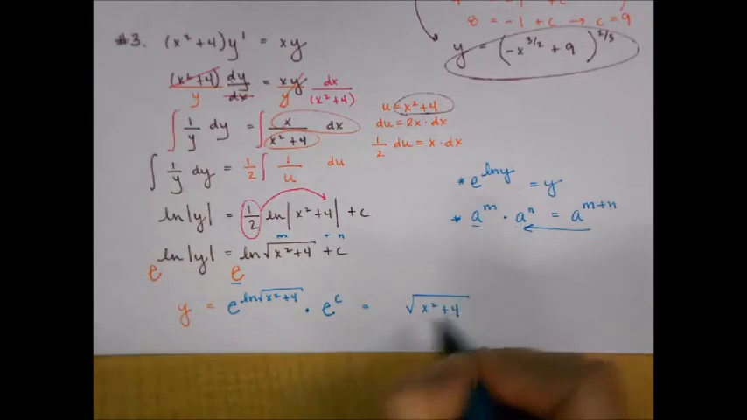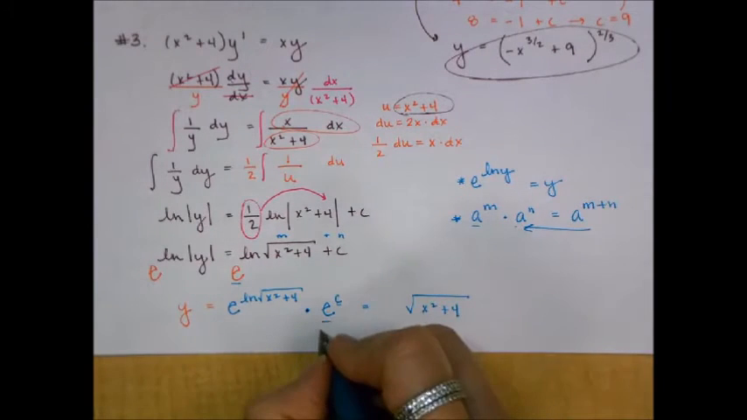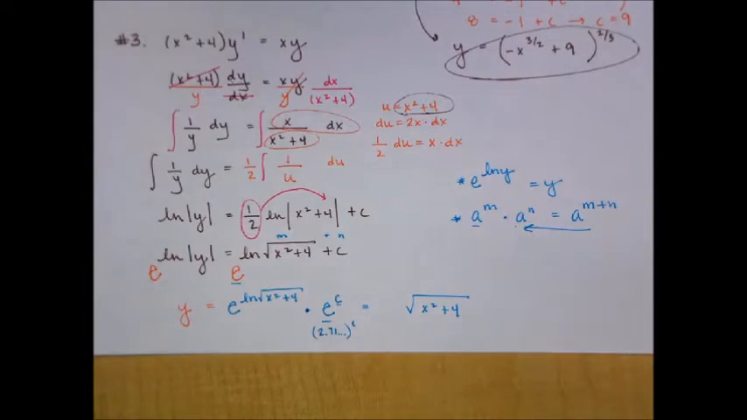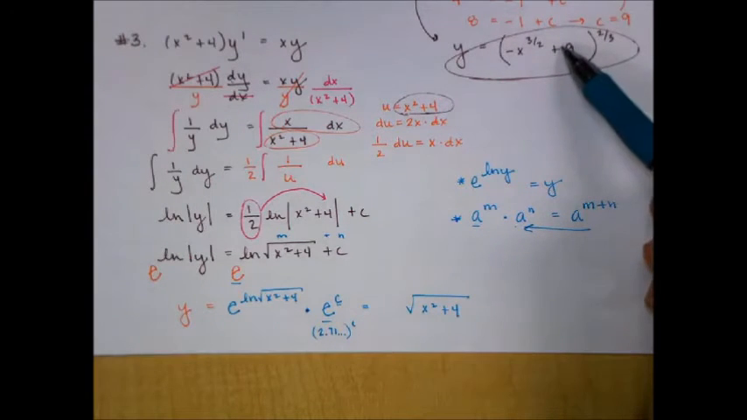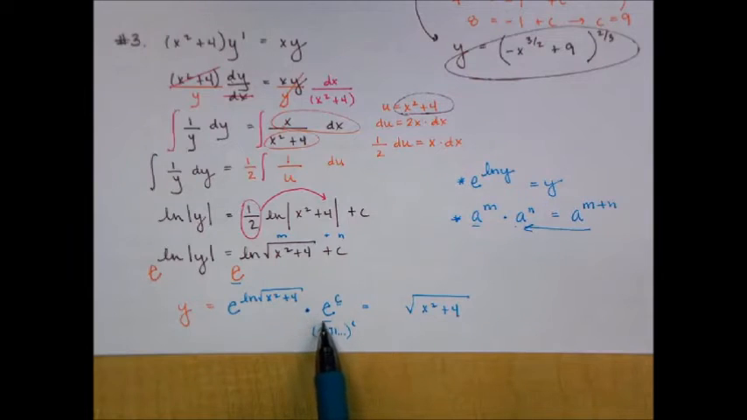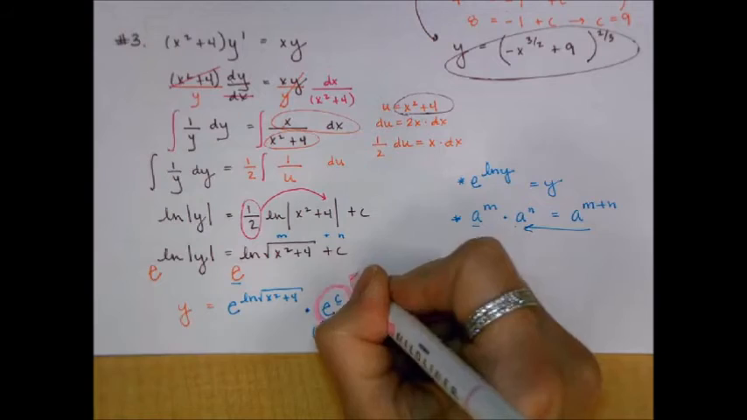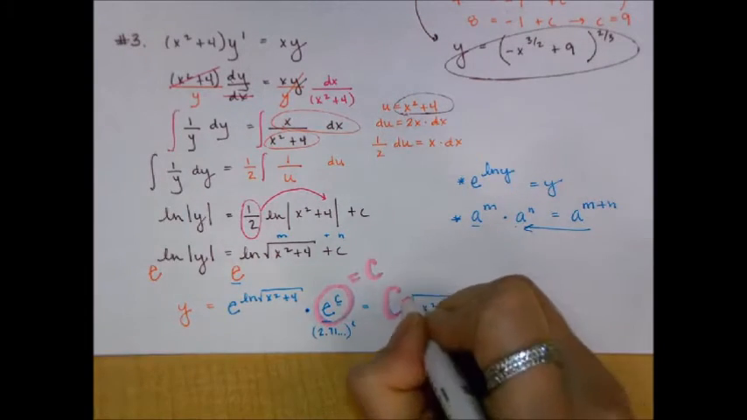Now e is just a number to the power of a constant. Well, you remember earlier we took our constant and multiplied it by a number and it just stayed as a constant. So what happens with a number to the power of a constant is that it becomes a constant itself. So e to the c is just a constant. And so we put that constant right in the front. So it's c times the square root of x squared plus 4.